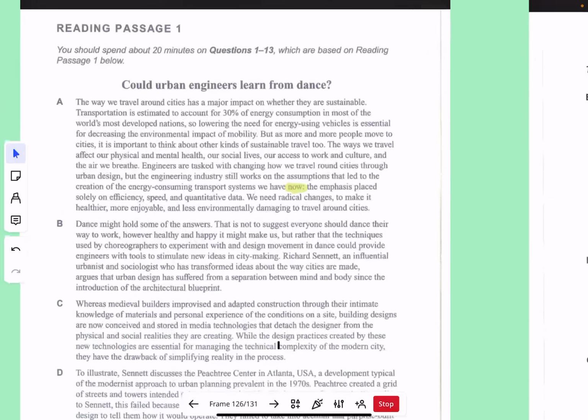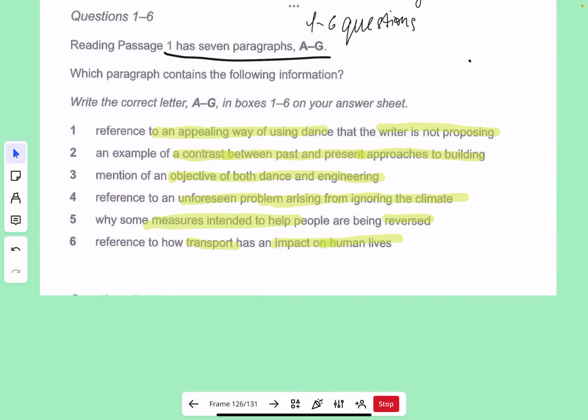The emphasis placed solely on efficiency, speed, and the quantitative data. We need the radical change to make it healthier, enjoyable, and less environmentally damaging to travel around cities. So, I'm going to read. So, this is not any appealing ways of using data. So, it's not A. Not contrast, right? It's not A.